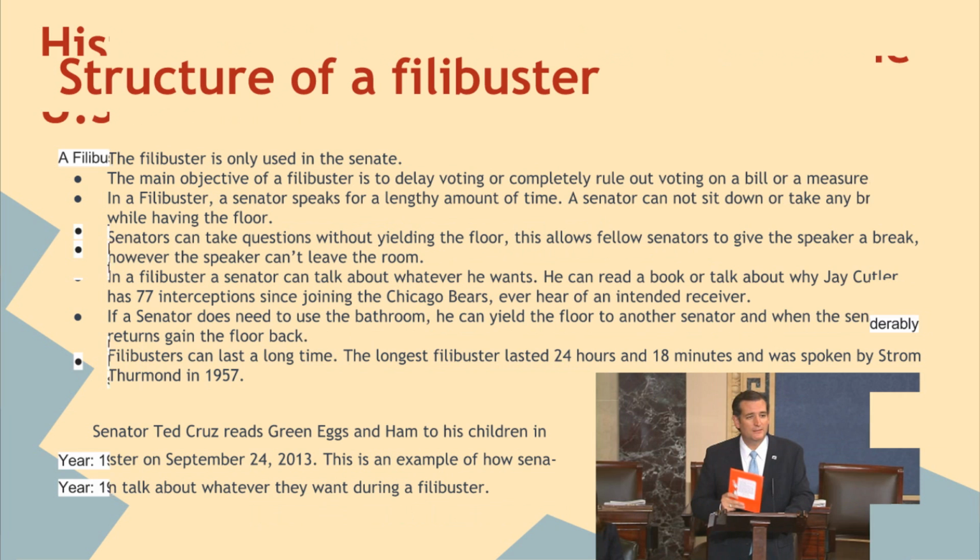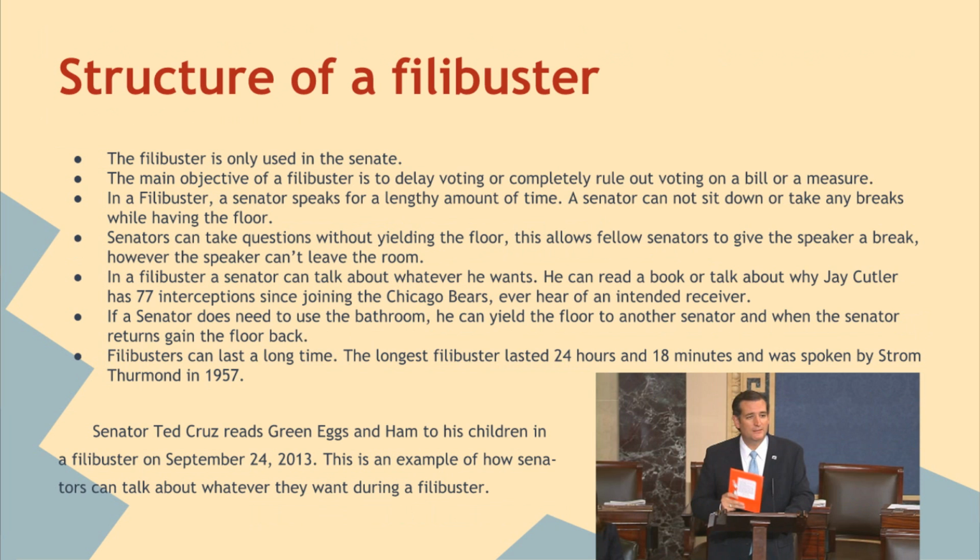Structure of a filibuster. Filibusters are only used in the Senate. The main objective of a filibuster is to delay voting or completely rule out voting on a bill or measure. In a filibuster, a senator speaks for a lengthy amount of time. A senator cannot sit down or take any breaks while having the floor. Senators can take questions without yielding the floor. This allows fellow senators to give the speaker a break. However, the speaker can't leave the room.